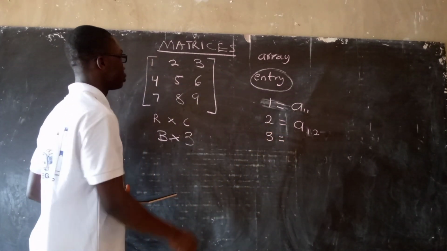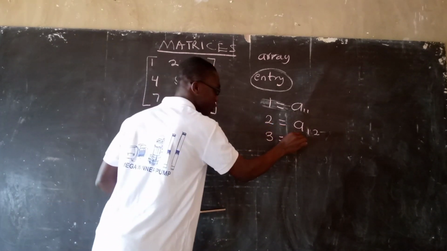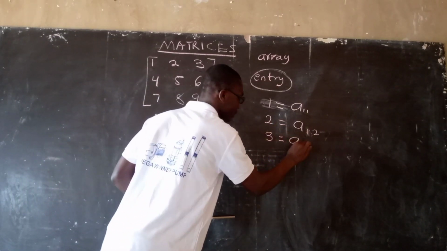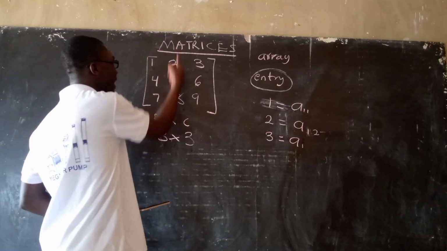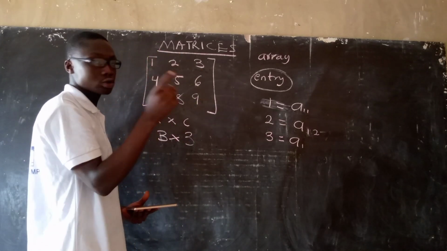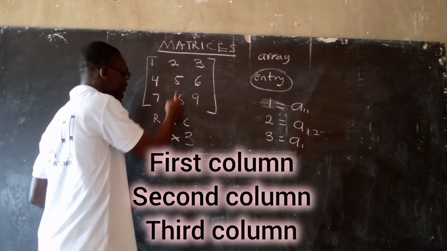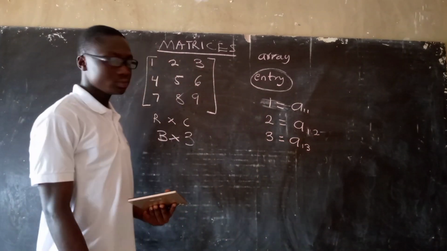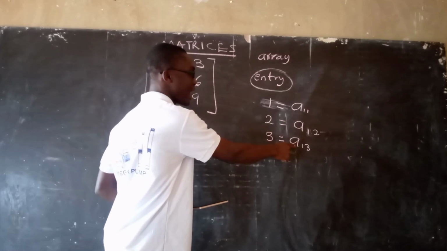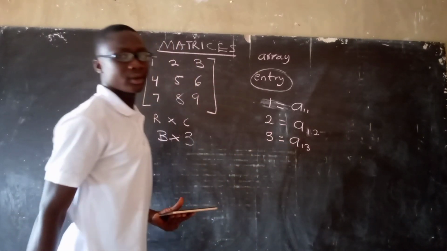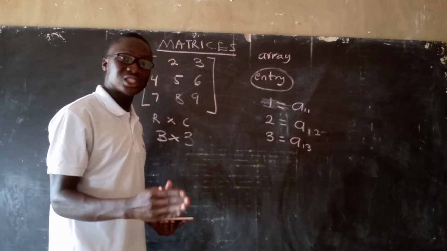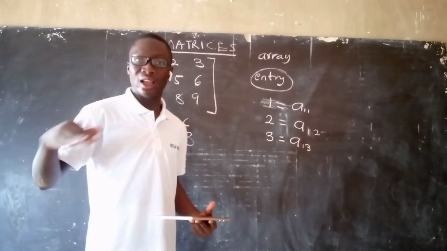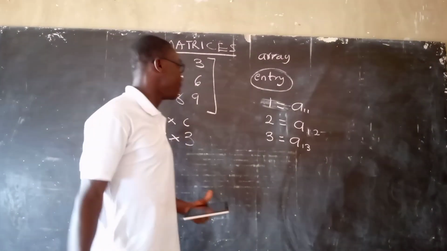Now for the 3, how can we address 3? We first write the A. 3 is in the first row, so 1. Then 3 is in the third column. So you have first column, second column, third column. This is the address of 3: A13. So note that it is row times column, and the rows are the horizontal arrays and the columns are the vertical arrays.